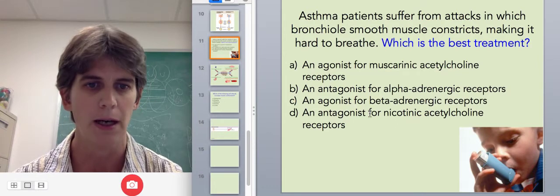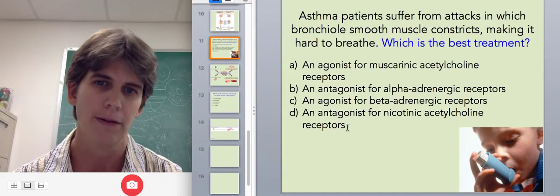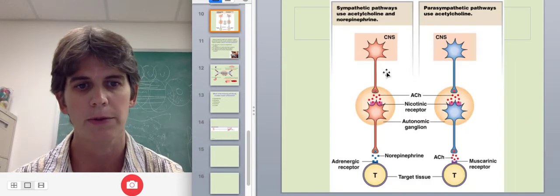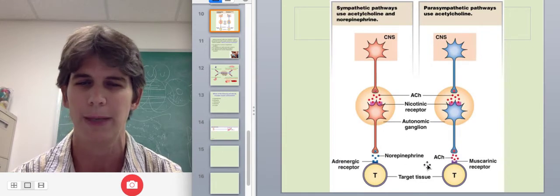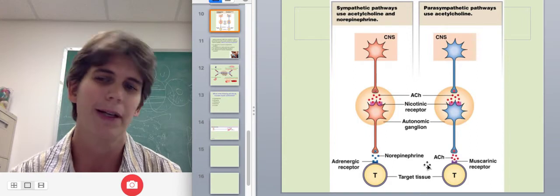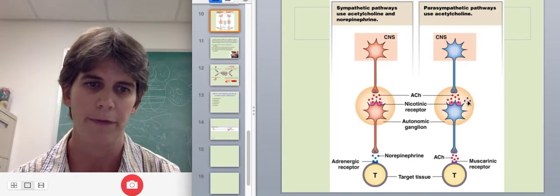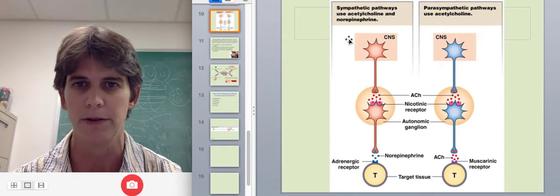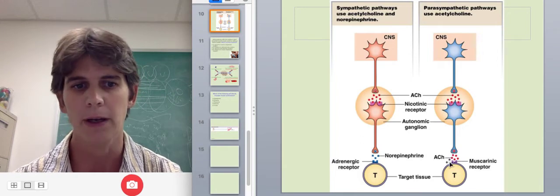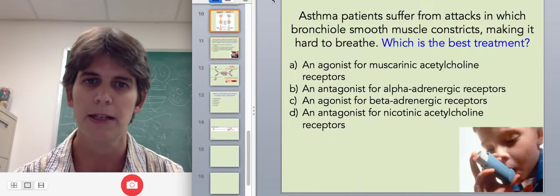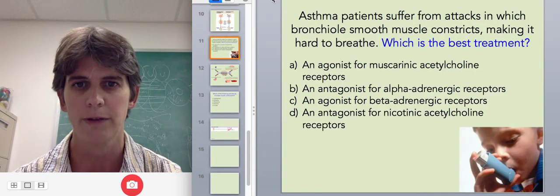So it's going to block what? Nicotinic acetylcholine receptors. Well, in the autonomic nervous system, nicotinic acetylcholine receptors are up here at the ganglion. They're not at the target tissue, so they wouldn't be at the lung. So it probably wouldn't have much effect either way on the lung tissue. It would affect both of these, so they'd probably cancel each other out anyway. And regardless, it's not something that would be acting at the target tissue. So C is the best answer for this question.